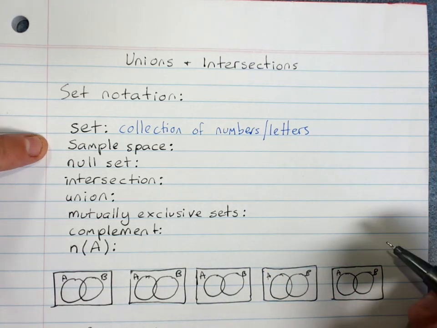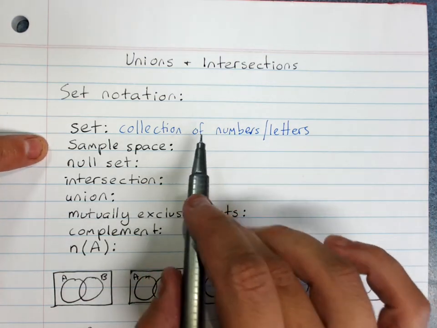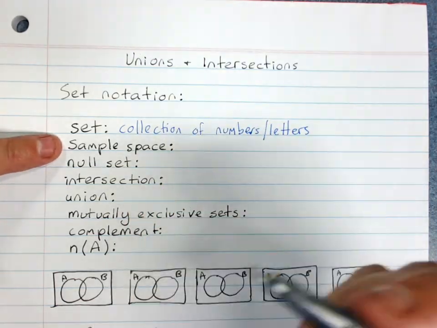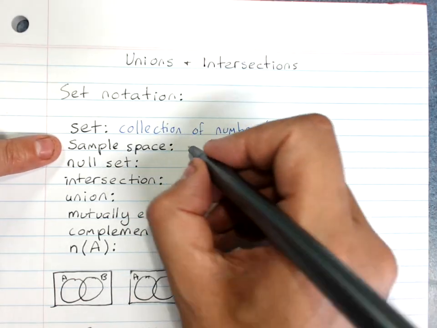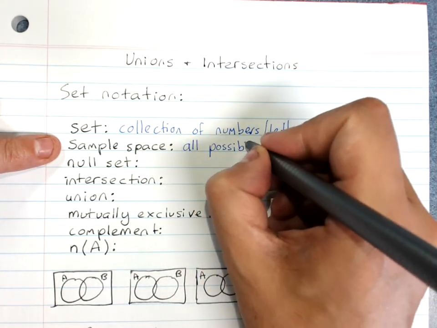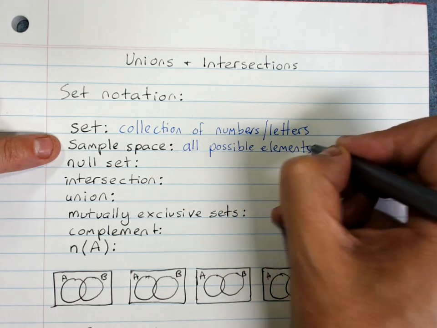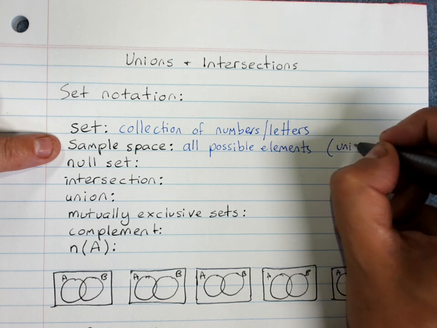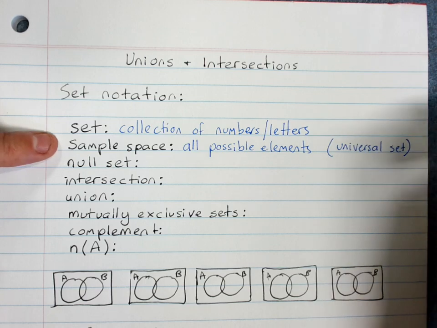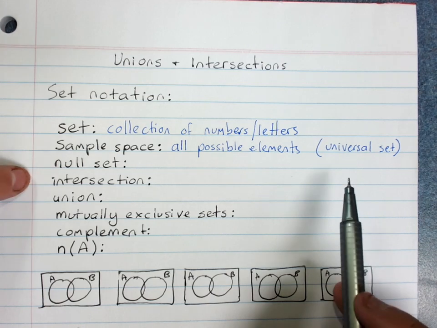The sample space we mentioned before is the set of all possible elements. Each number or letter in a set is an element. So in a particular situation, the sample space is all the possible elements in that set. It's also called the universal set. We discussed the sample space before. That same definition holds. We're just transferring this to set notation.